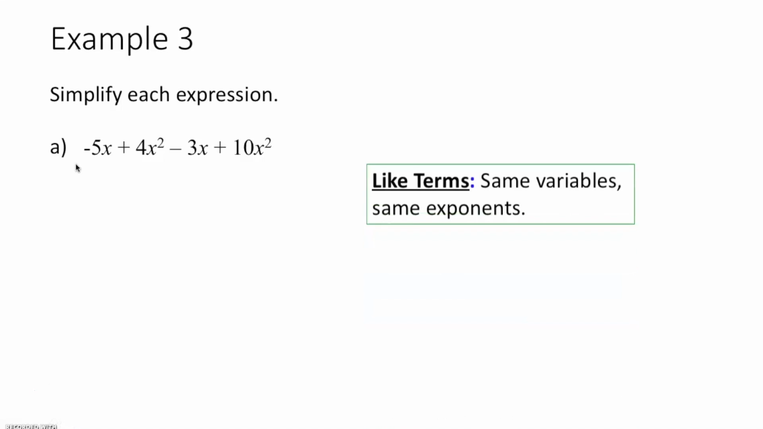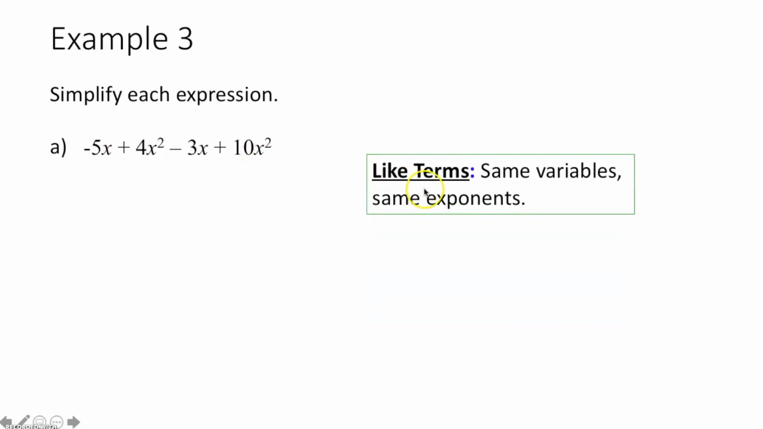What are like terms? Terms in an expression or equation that have the same variables with the same exponents. So here, let's look at this first term. We have negative 5x. So we're only considering the variable and its exponent. So this is x to the first power. Is there another one with x to the first power? This is x to the second power. So these would not be considered like terms.